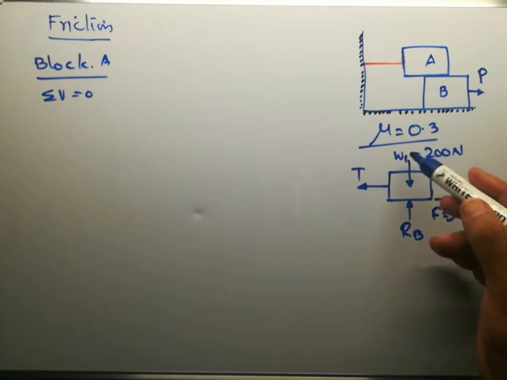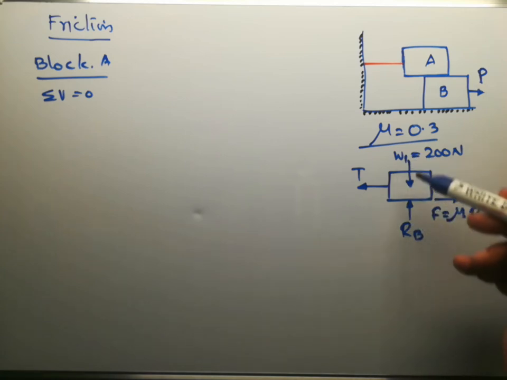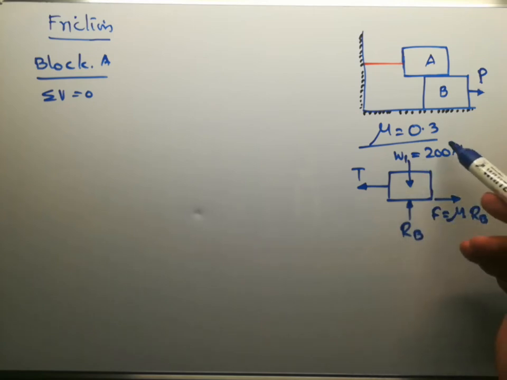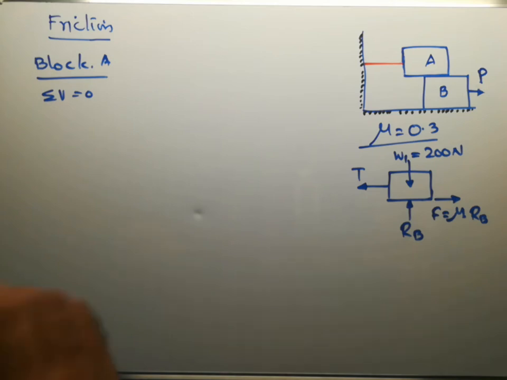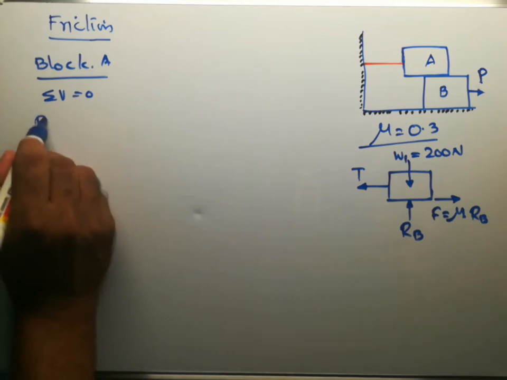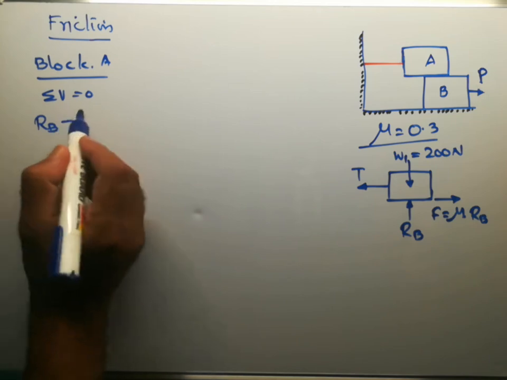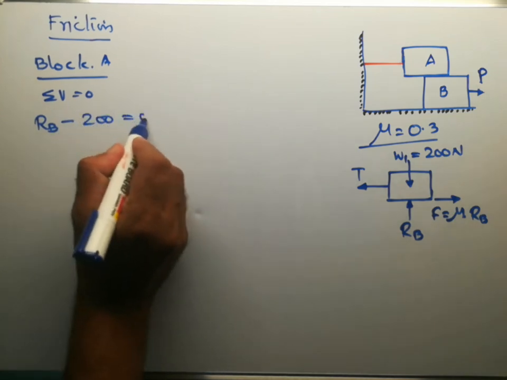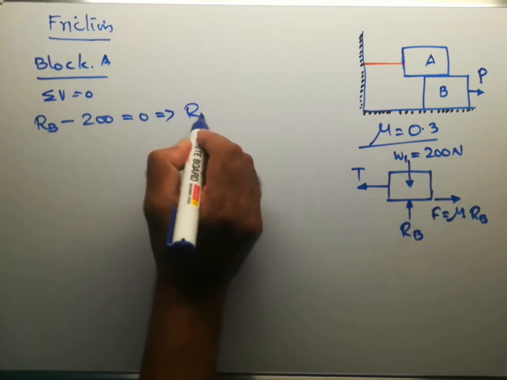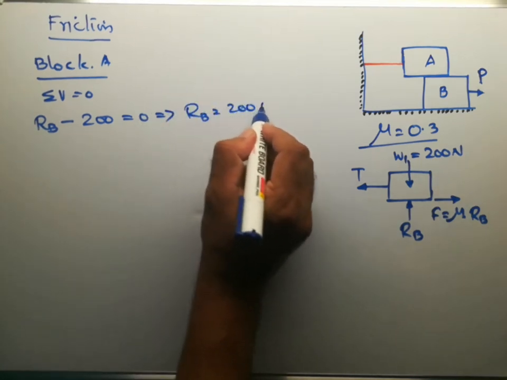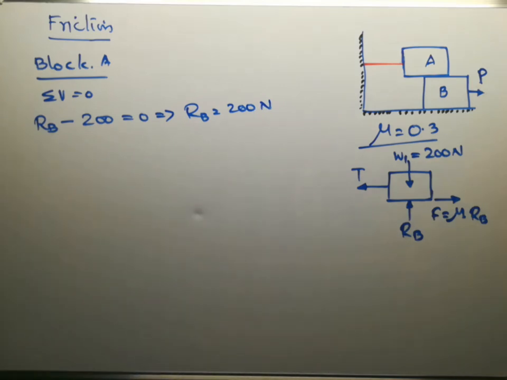The vertical forces are the 200 Newton weight acting downwards and RB acting upwards, where RB is the normal reaction from block B. So RB is taken as positive because it is in the upward direction: RB minus 200 equals 0. That gives RB equal to 200 Newton.